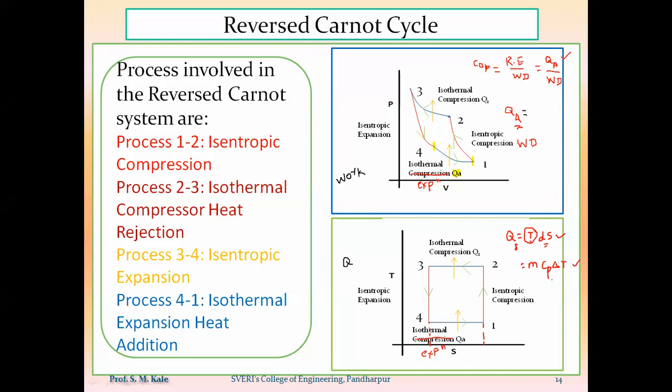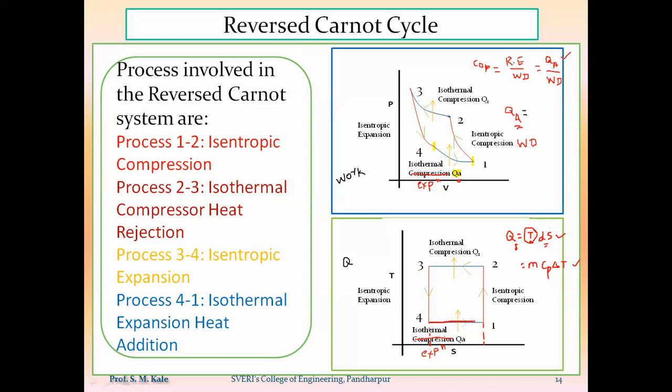This is the first formula. This is the second formula. So when to use the first formula? If during that process temperature remains constant, then we have to use the first formula. If temperature goes on changing during that process, here which process do we need to consider? The process during which heat is added. So this is the process 4 to 1.